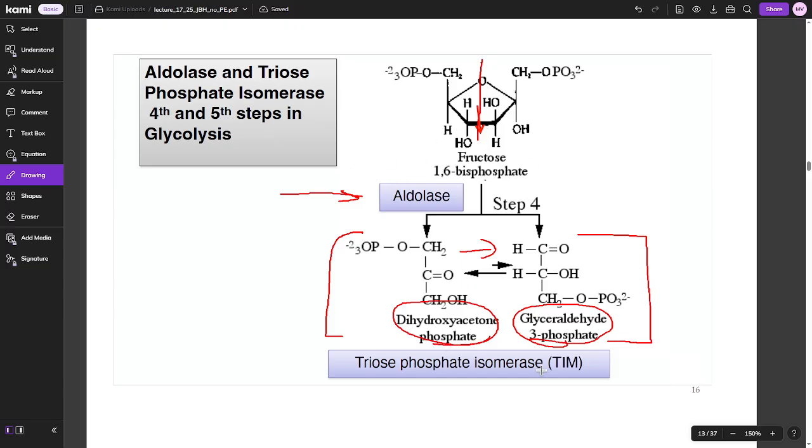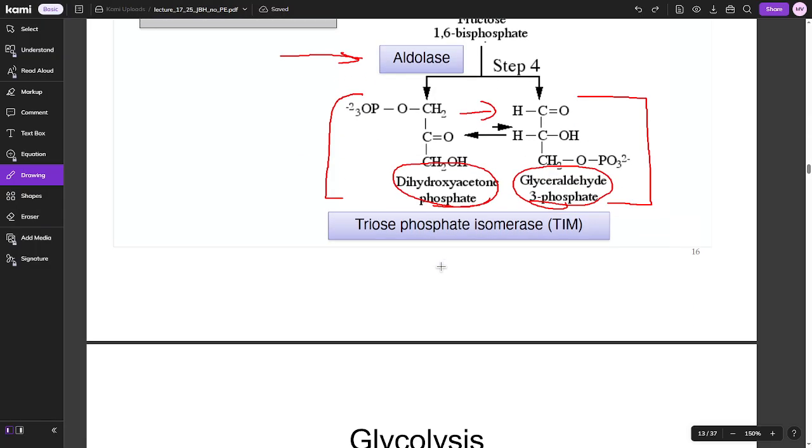So aldolase, triose phosphate isomerase, turning dihydroxyacetone phosphate into glyceraldehyde 3-phosphate. That pretty much ends the investment phase of glycolysis. So now we're moving on to the payoff phase, right? What you should keep in mind is that we now have this glyceraldehyde 3-phosphate. We have 2 of them, right, that has this phosphate group on it that is now ready to be cleaved off in order to provide us with some energy. That's the main thing here. We're going to do a little bit more investing, but after that, we're pretty much in the clear.